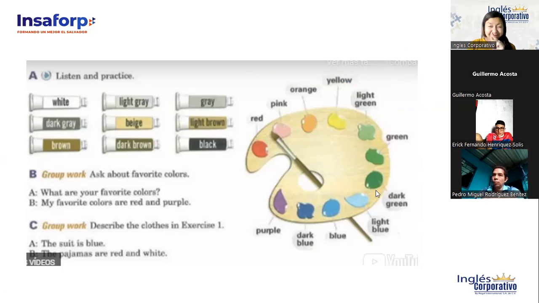Just one, only one. One volunteer to tell me the colors. ¿Alguien que me lea los colores como yo los leí?